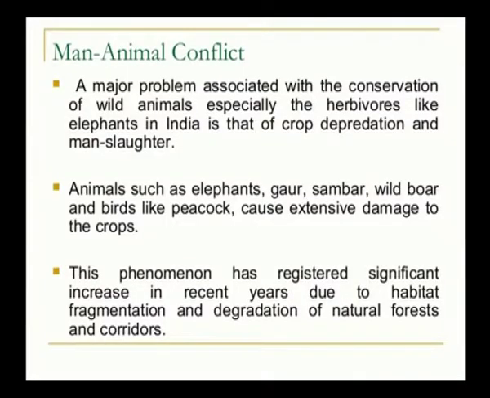Man-wild conflicts. This encompasses the different conflicts mankind has with wildlife. If you think about the man-animal conflict, this is the major problem associated with conservation of wild animals, especially herbivores like elephants in India, because they cause severe damage to crops and even loss of human life. Animals such as elephants, gaur, samba, wild boar, and birds like peacock cause extensive damage to crops. This phenomenon has registered a significant increase in recent years due to habitat fragmentation and degradation of natural forests and corridors. Instances of man-animal conflicts keep coming to the limelight from different states in the country.